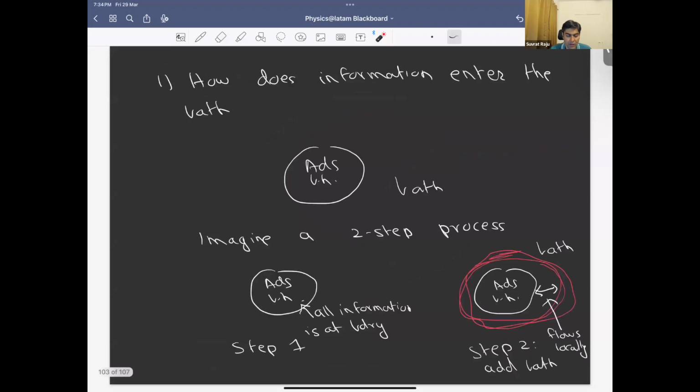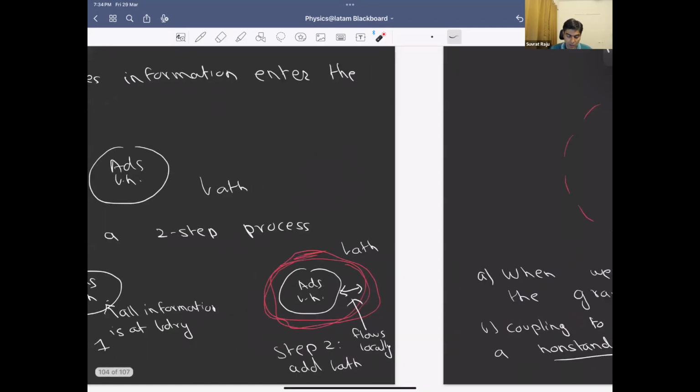In fact, the novel physical effects that we spent some time discussing tell us how information enters the bath. The way you should think of it is as a two-step process where you first create an AdS black hole, then you couple it to a bath. In the first step, all information is at the boundary. In the second step, it flows into the bath. So it's not surprising that information about the interior ends up in the bath.